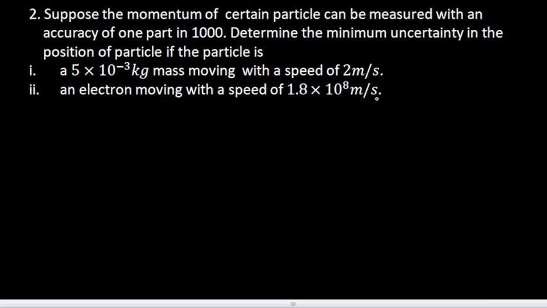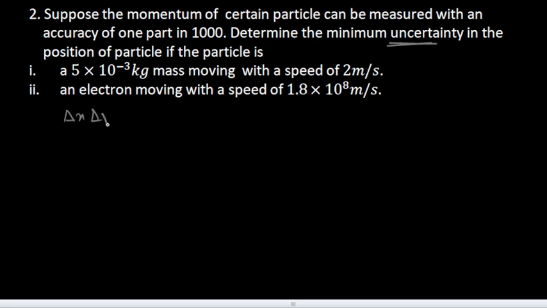So let's get started with the second problem. Suppose the momentum of a certain particle is measured with an accuracy of 1 part in 1000. Determine the minimum uncertainty in the position of the particle if the particle is, and then we have two parts to that question. Okay. So the first thing we have to notice is that this is a question based on the uncertainty principle. So let's write that down first.